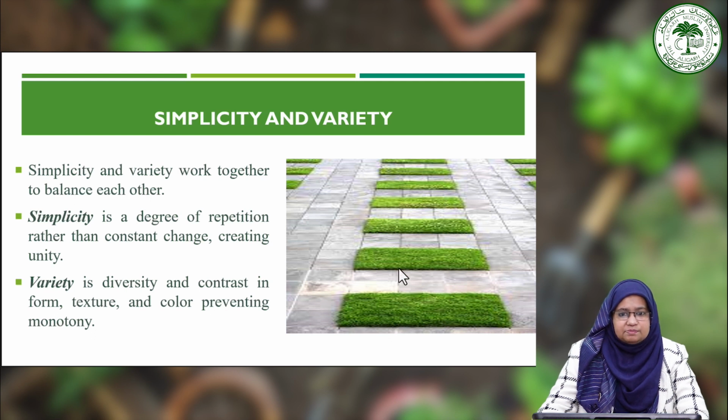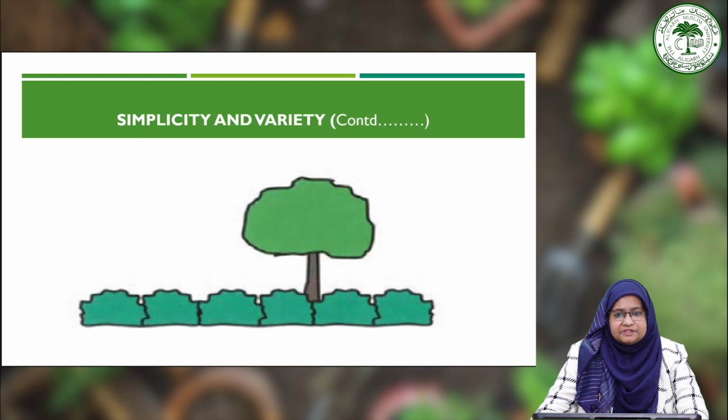As we can see in this particular image, simplicity and variety. Simplicity is created by the green grass carpet, which is alternating with the rectangular shape ceramic base. In this simple drawing, simplicity is gained with the shrub row repeating the same plant material. And in this one, variety is added with the tree. The shrubs are giving simplicity and this tree is giving it variety.